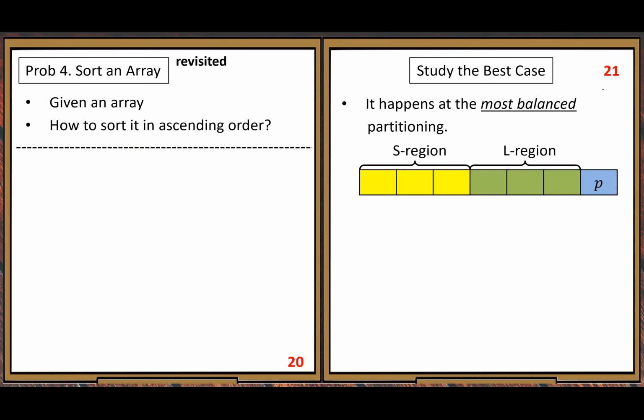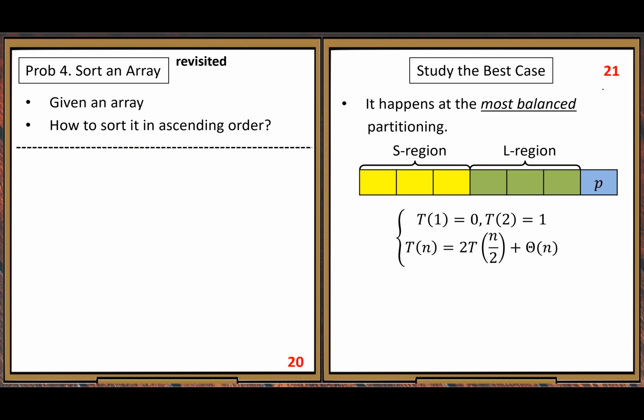But we know if the partition step results in a near balanced situation, not necessarily most balanced, then we should have pretty good efficiency. All right. Let us do analysis a little bit.